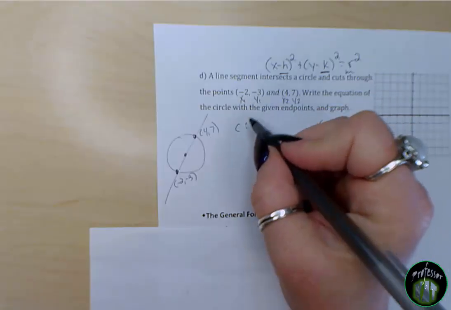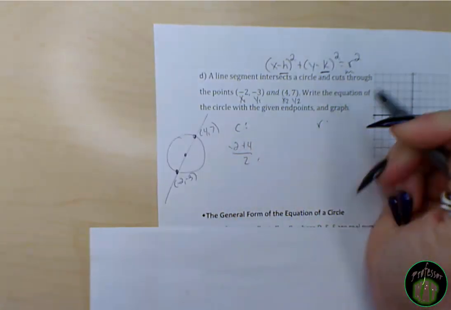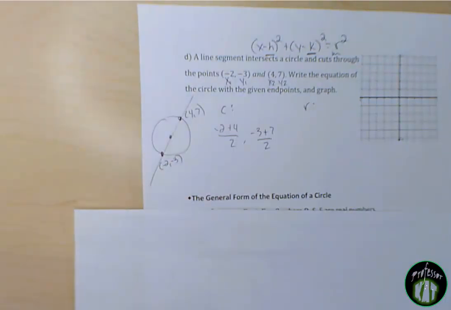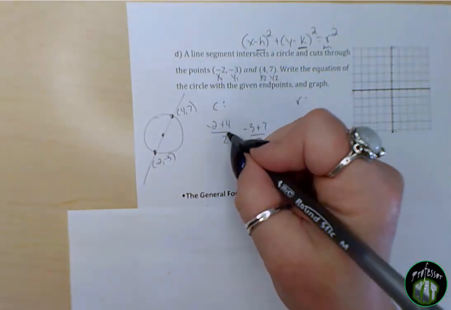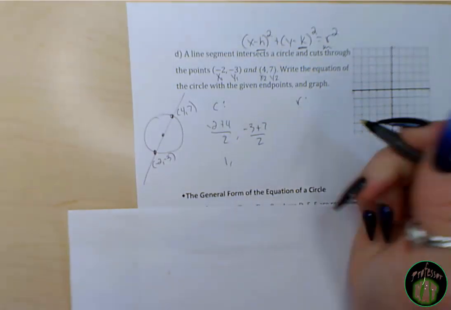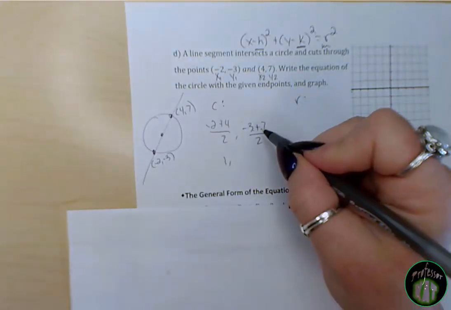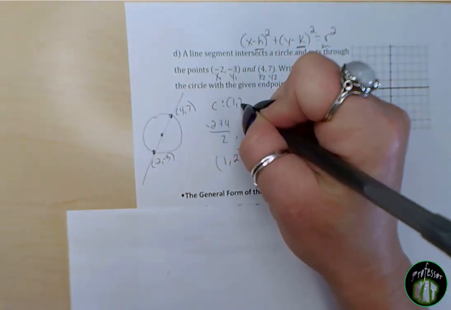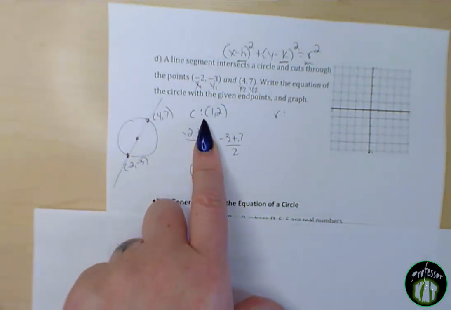If we add up the x's, that is negative 2 plus 4, and we'll divide that by 2. Adding up the y's and dividing by 2 gives us that. Simplifying that, negative 2 plus 4 is 2, and 2 divided by 2 is 1. Over here, negative 3 plus 7 is 4, and 4 divided by 2 is 2. That gives us the point (1, 2) as the center of our circle.